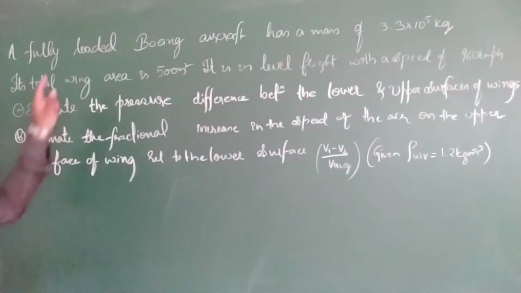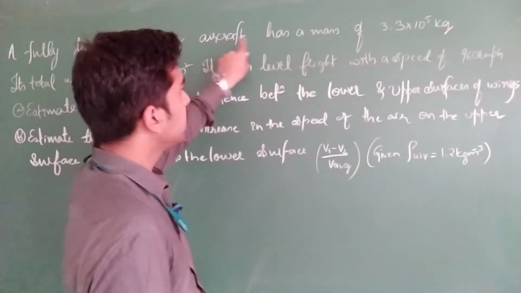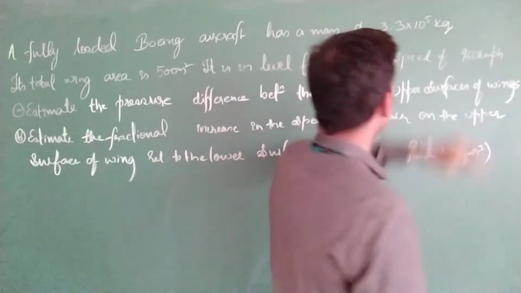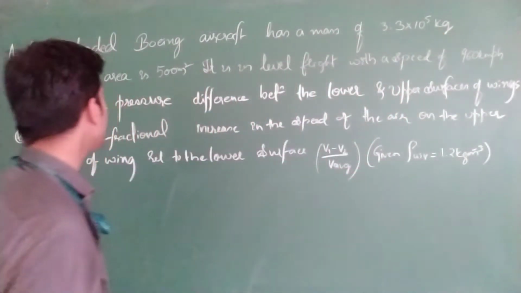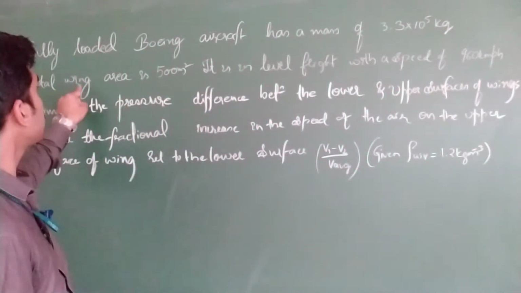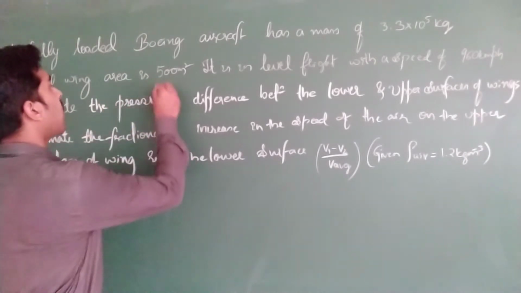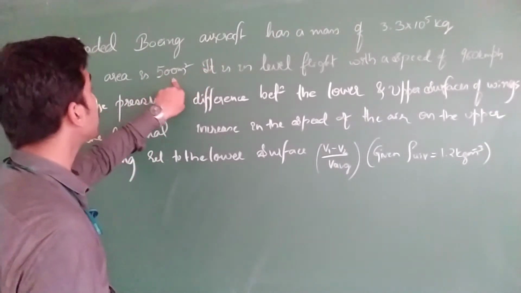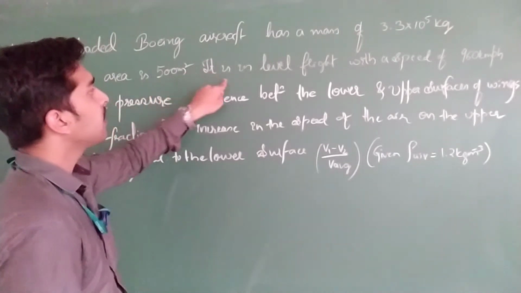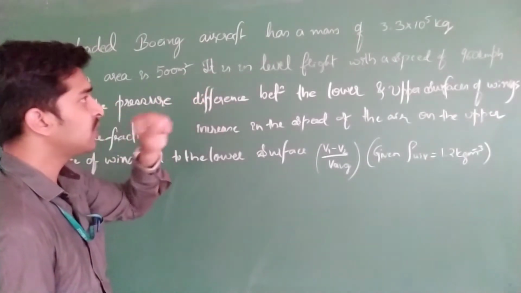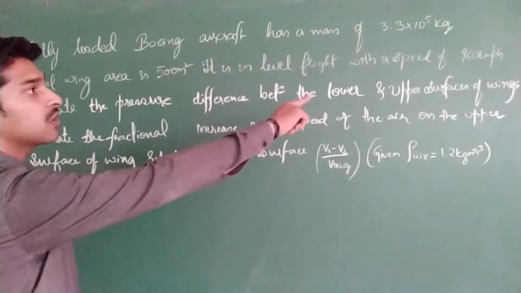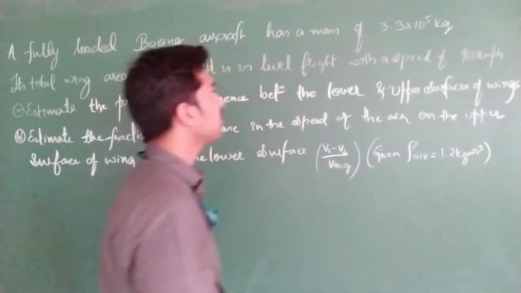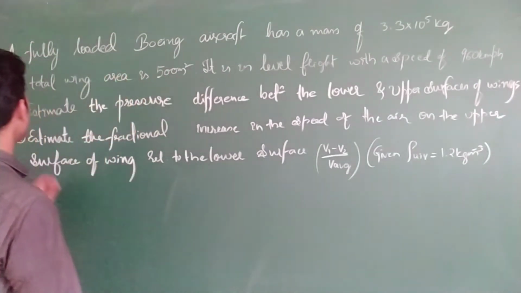A fully loaded Boeing aircraft has a mass of 3.3 into 10 to the power of 5 kg. Mass they had given. Then total wing area is 500 meters square. Mass given, total wing area they had given. It is in level flight with a speed of 960 km per hour.